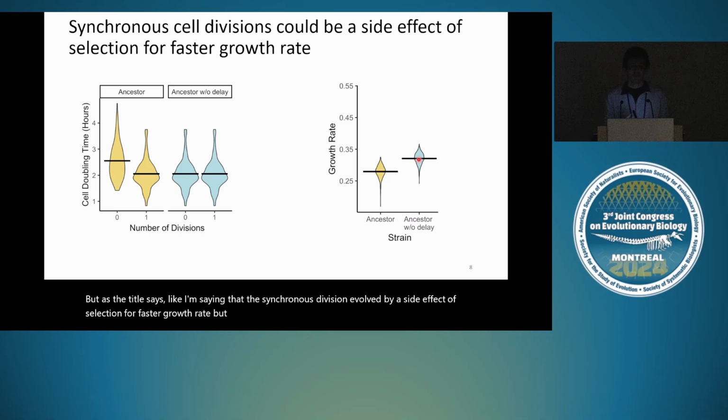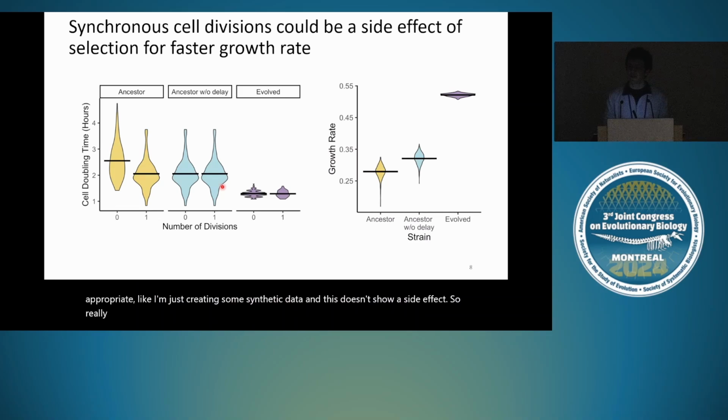But you could say maybe this is not something appropriate, I'm just creating some synthetic data and this doesn't show a side effect. So really what shows the side effect is looking at one of the evolved strains. And here we can see that the evolved strain gets rid of the delay, it also decreases the variation and decreases the mean of the doubling time. And this one has a higher growth rate. So this one will actually show that cell synchronous division could have evolved as a side effect for faster growth rate. But on the other hand, these are the benefits on the cell level.